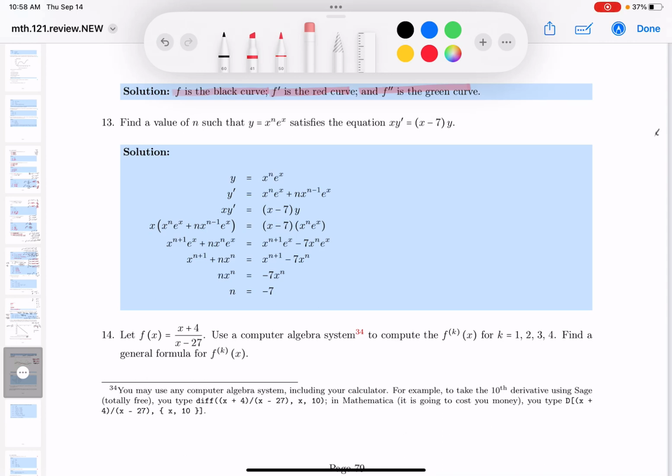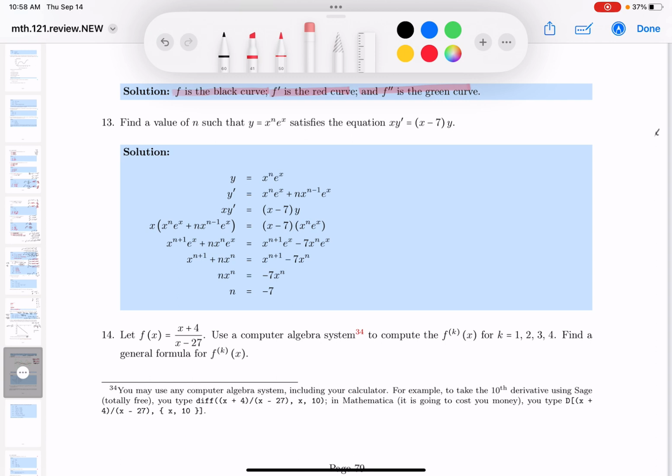Okay, and occasionally you're going to come across questions where you don't understand the question. All I can say is keep reading it over and over again. Hopefully at some point you start to understand what you're reading. But they do want me to find the value of n such that y equals x to the n e to the x satisfies an equation.